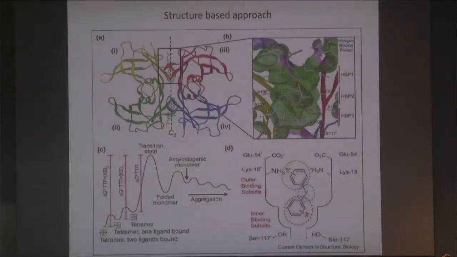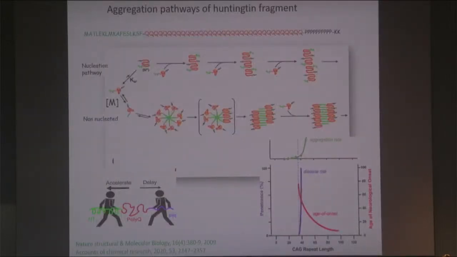And this has given us the most popular molecule, which Professor and Dr. Ravi will talk about. So the kinetic stabilizers of this tetramer are currently in clinical trials, and one of them is in clinics right now, that is tafamidis. Essentially, it slows down the progression of aggregation of this protein.